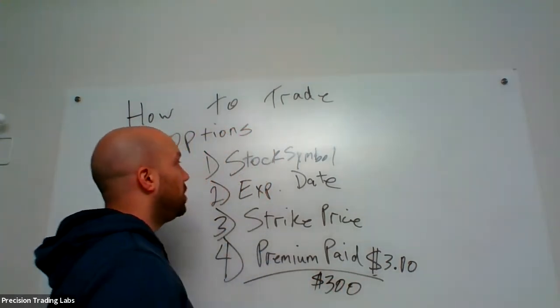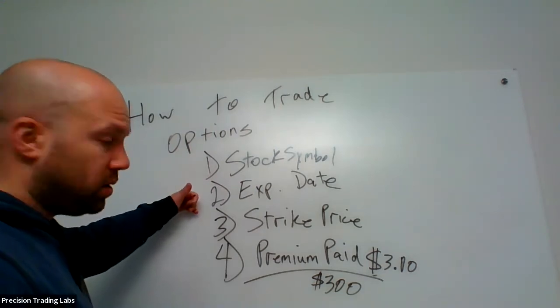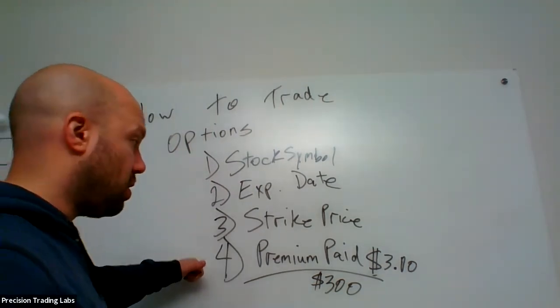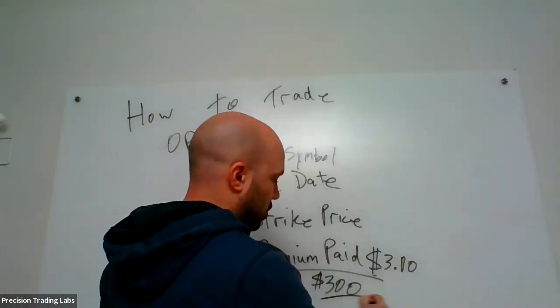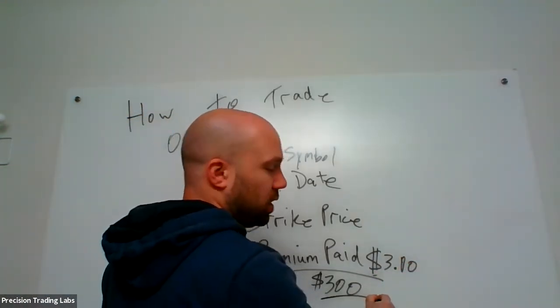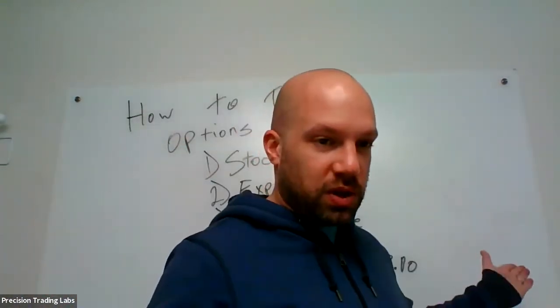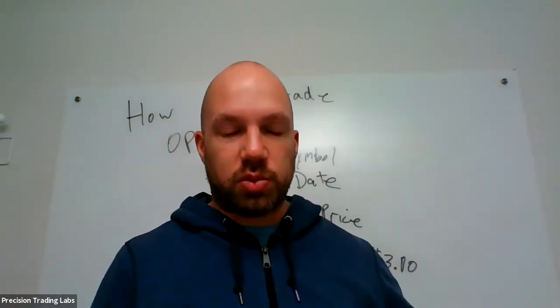Okay, so let's do that one more time. You need a symbol to trade, an expiration date, a strike price, and then you've got to know the premium, how much you're going to pay. So in this case, it was a $3 option. You need at least $300 in your account. And if you watch some of my other videos, you'll see, it doesn't mean you're going to make money with this. Doesn't mean you're going to lose money, right? But you can lose and you can make money trading options.